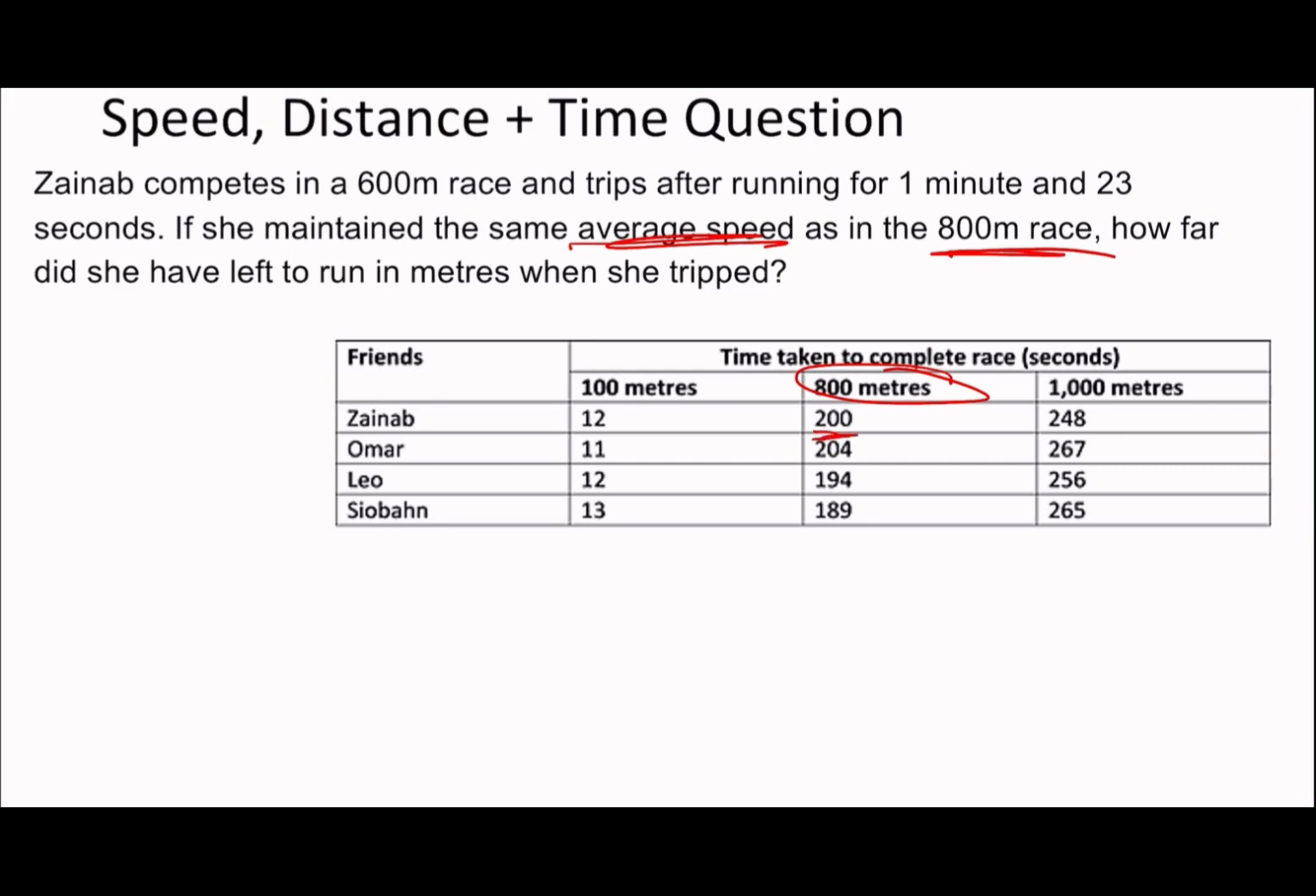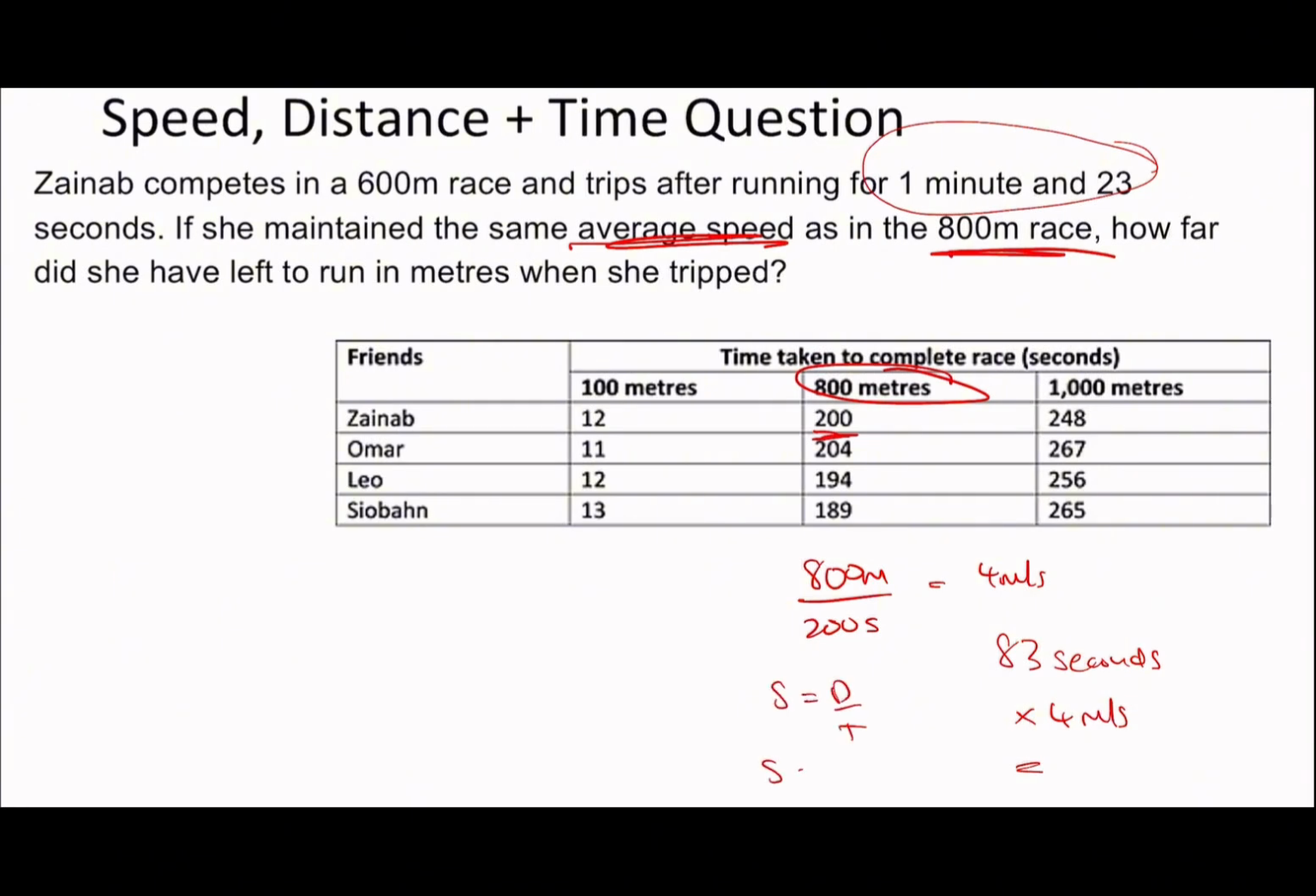Okay, she maintains the same average speed as in the 800-meter race. Zainab takes 200 seconds to complete 800 meters, and you can see they've given us nice maths. So I know I didn't have to write it out, but it's basically 4 meters a second, and she's been running for 1 minute 23, which if you can do in your head is 83 seconds. So the time she's taken is simply 83 seconds. Sorry, the distance that she's traveled. Remember, speed is distance over time. Speed times time is distance.